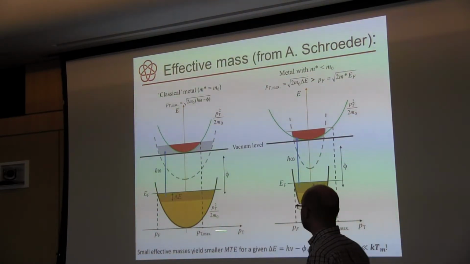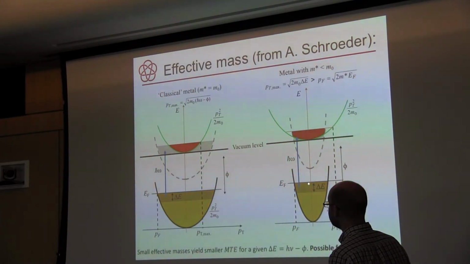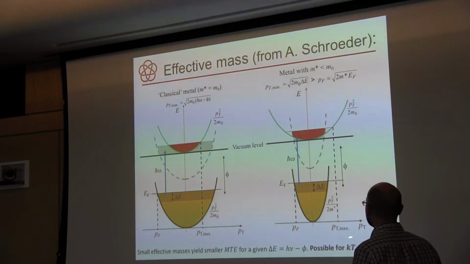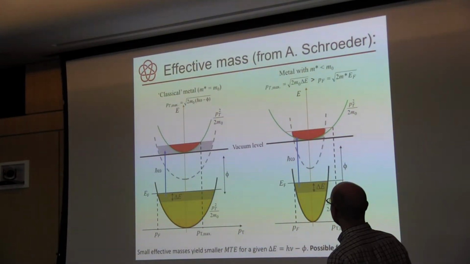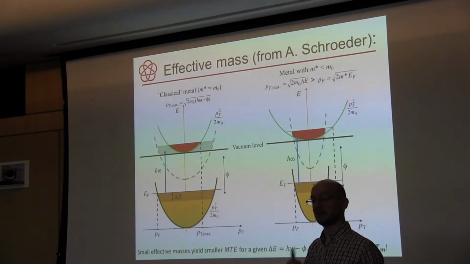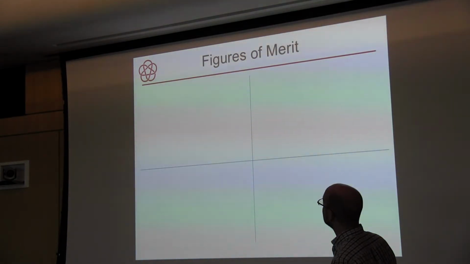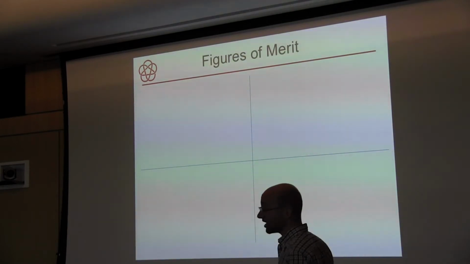This also tells you that for a given energy spread, kT, it corresponds to a smaller momentum spread. Thus, the emitted electron temperature may very well be below the material temperature even in the case that the system is in thermal equilibrium. This is how we beat the material temperature limit: we exploit the low effective mass of materials. But we have to find classes of materials that do this. So, figures of merit, I'm running out of time, so I'm going to go through this a little quickly.